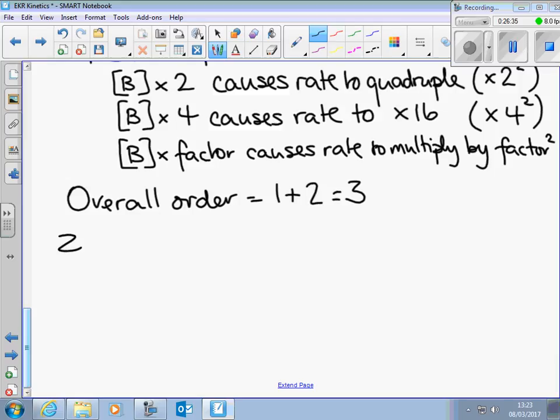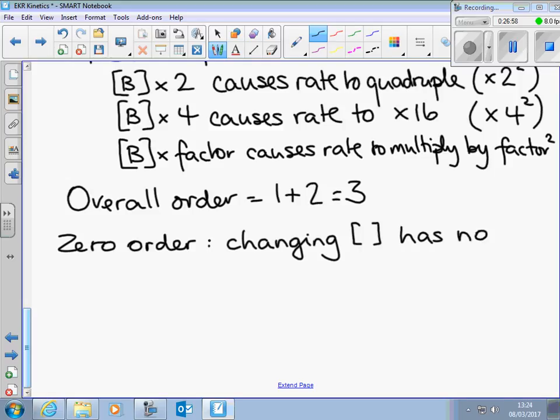So 0 order with respect to either reactant. Doesn't matter, but changing concentration, and I'm just going to keep using those square brackets for concentration because it's quicker, has no effect on rate. All right. Right, so that's the first bit then, this idea of orders of reaction.